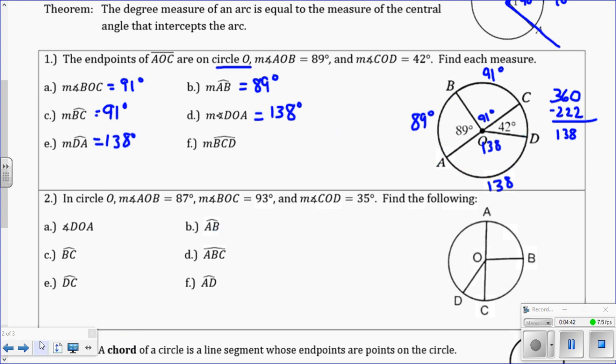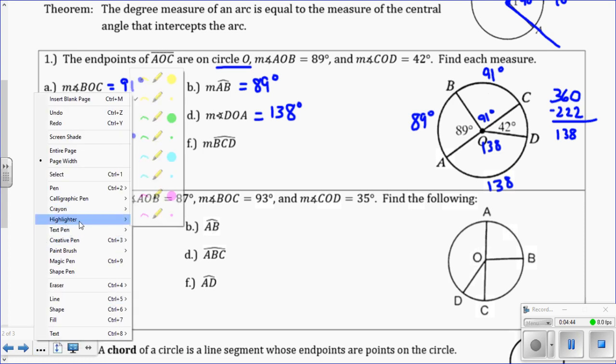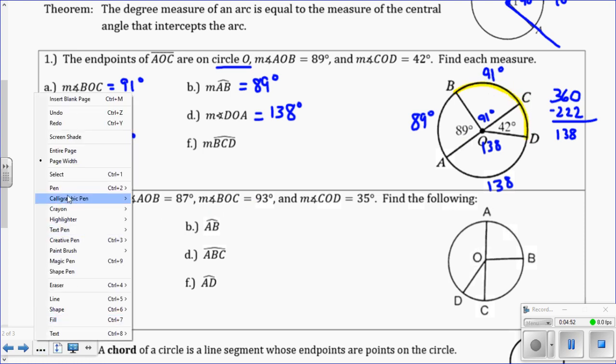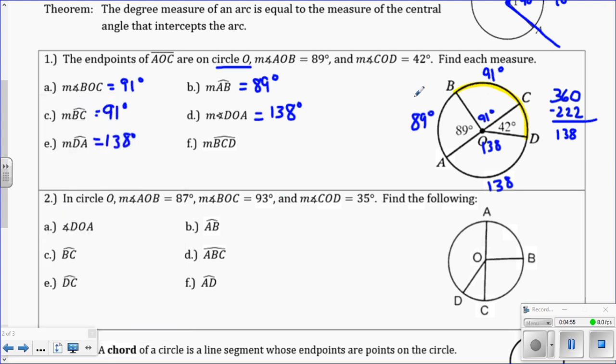And the last question, arc BCD. For this one, I'm just going to do a little highlighting. Arc BCD is all of this. So all we have to do is get those two arcs and add them together. One of the arcs is 91, and this arc CD is 42 degrees because it's the same as the central angle. So 91 plus 42 gives 133 degrees.